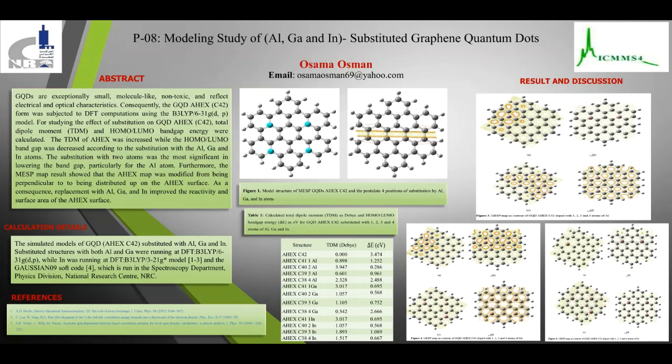Whenever the loading atoms were increased, the molecular electrostatic potential map indicated that the red color on the graphene quantum dot map had changed from being isolated on one triangle side to being spread over the graphene quantum dot surface. As a consequence, the reactivity and surface area of the graphene quantum dot surface increased according to the substitution of 4 aluminum, gallium, and indium atoms.